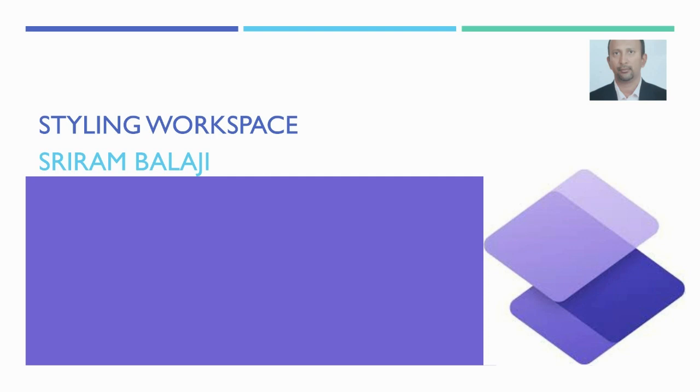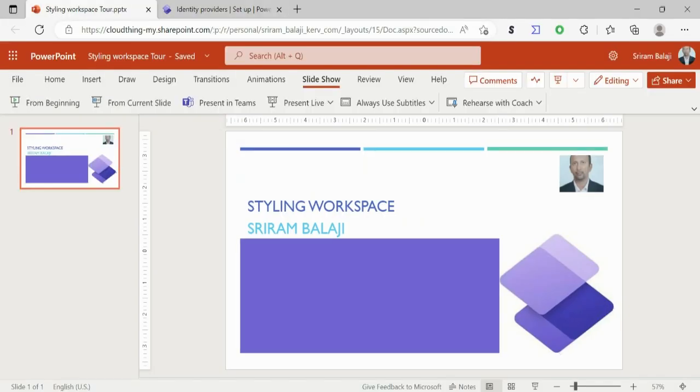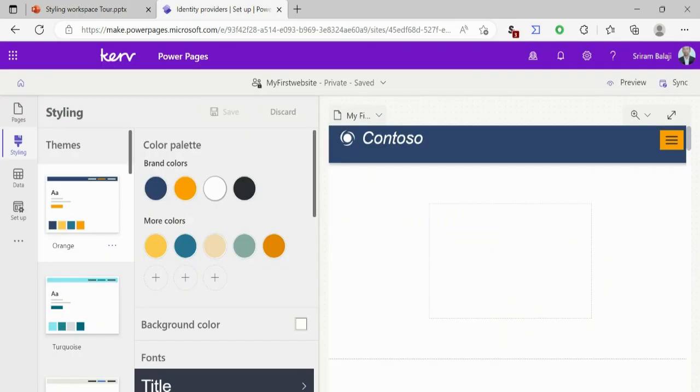In this video, I'll be walking you through the styling workspace. Let's get started. Let's go to Design Studio. So I already have selected the styling workspace here. The styling workspace lets you apply styles for your site globally.